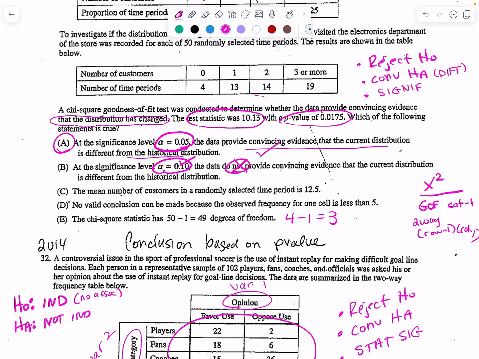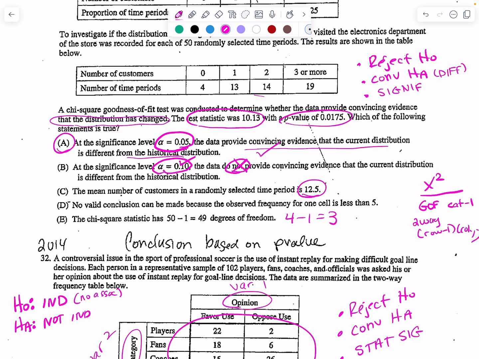It does provide convincing evidence. So reject H0, convincing evidence for Ha, significance. The mean number of customers randomly is 12.5. So what they're asking, we're wanting to see if this is particularly true or not.